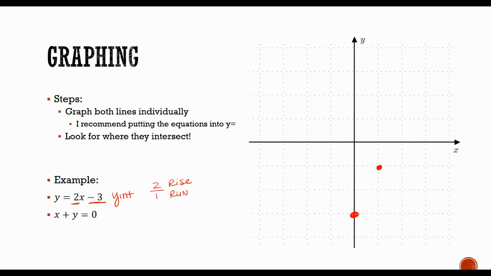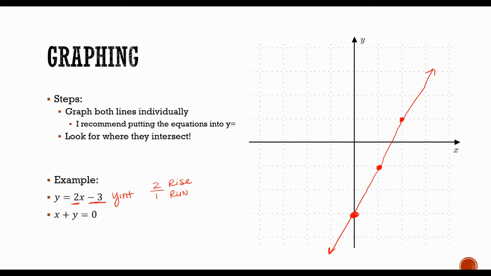Now, the nice thing about slope is you can repeat that process. From your new point, you can go up 2, right 1, and keep on going. So this is our first line. Go ahead and connect those dots and put little arrow points on the end.